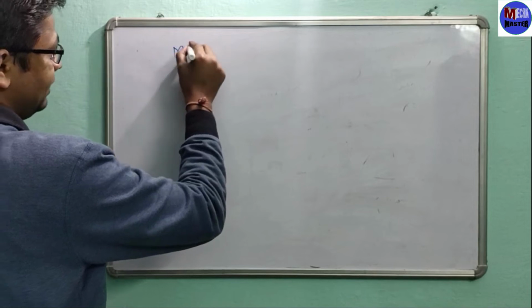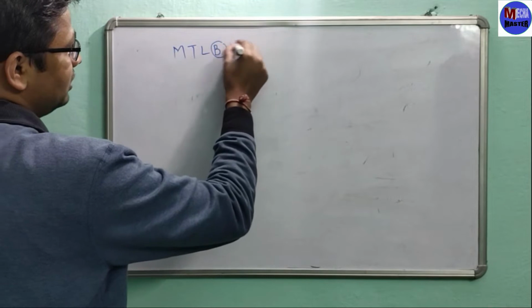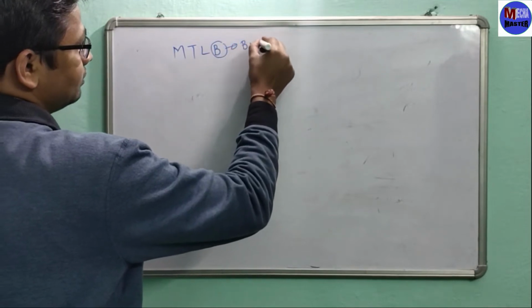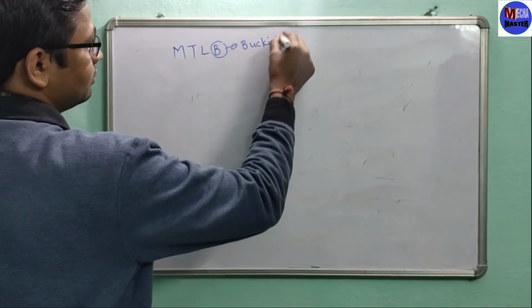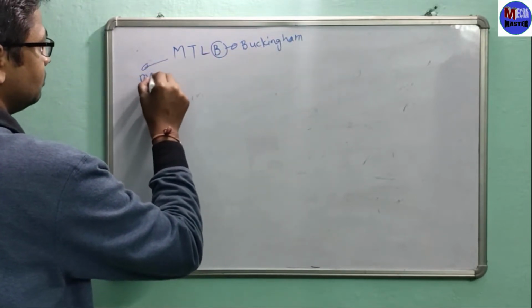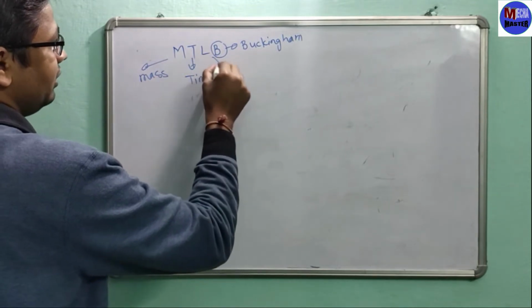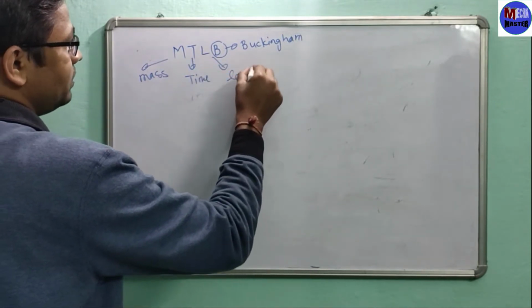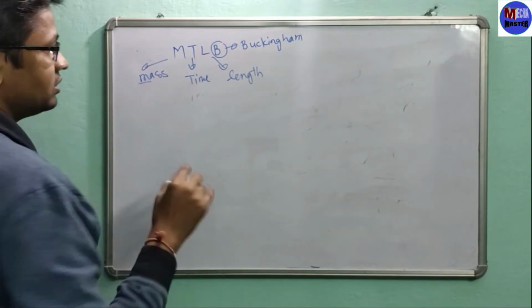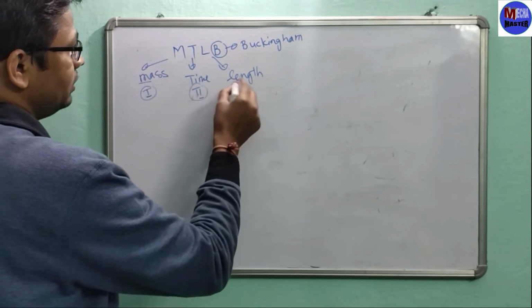The shortcut was MATLAB. B for Buckingham, M for mass, T for time, and L for length. The first priority will be given to mass, second priority will be given to time, and third priority will be given to length.